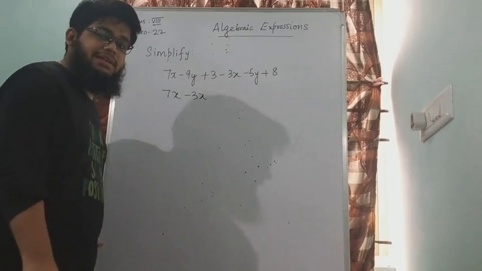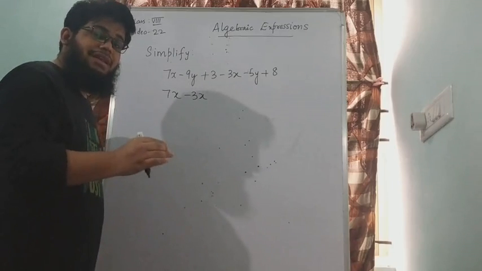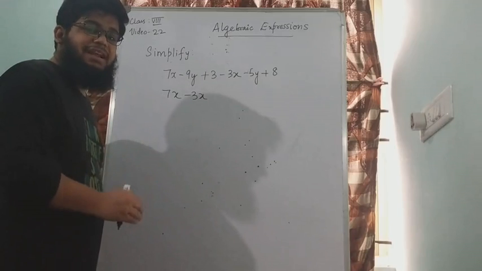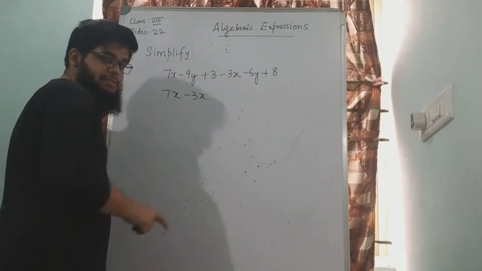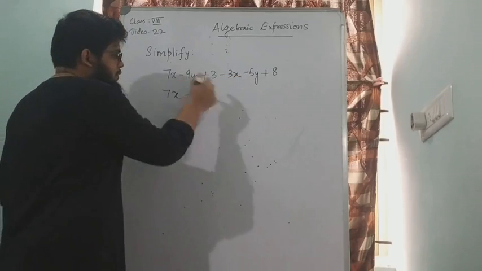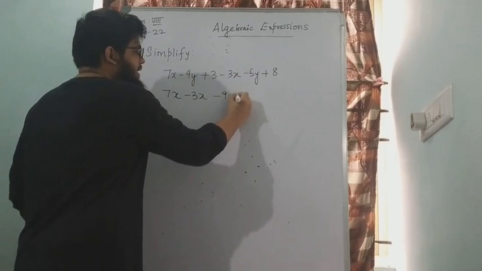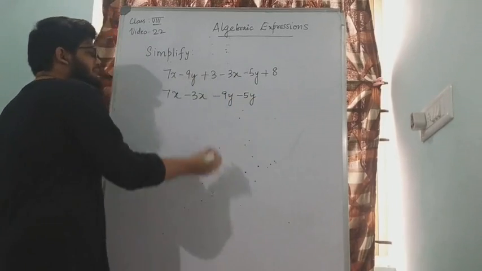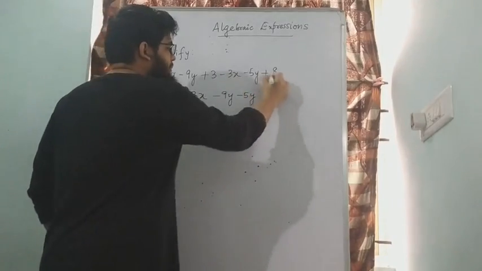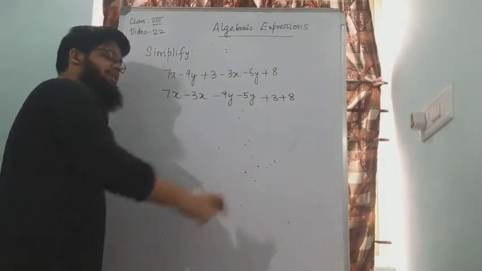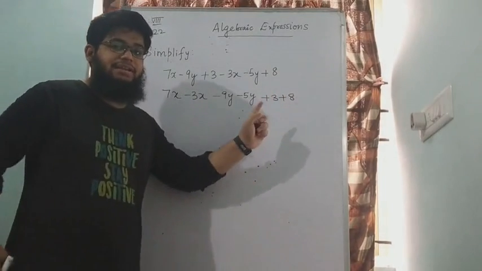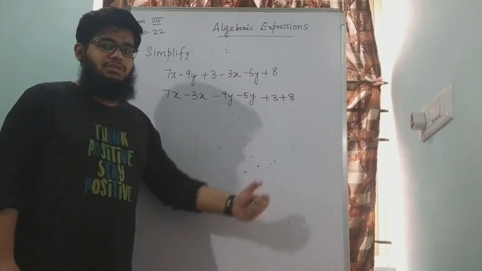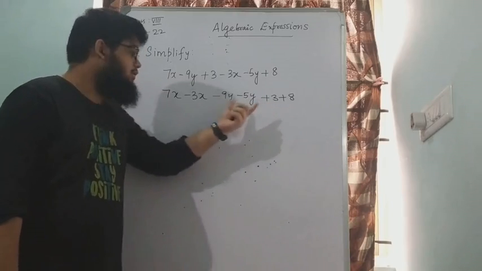We have done one exercise in which we had learned how to separate like terms and unlike terms. So 7x and 3x are like terms as the variables are the same. We can take one more. Then I can take minus 9y and minus 5y. Then I can take plus 3 remaining and plus 8 remaining. Why am I grouping 3 and 8 together? Because they are constants. They don't have any letters with them. They are pure constants. So 3 and 8 can be written together.